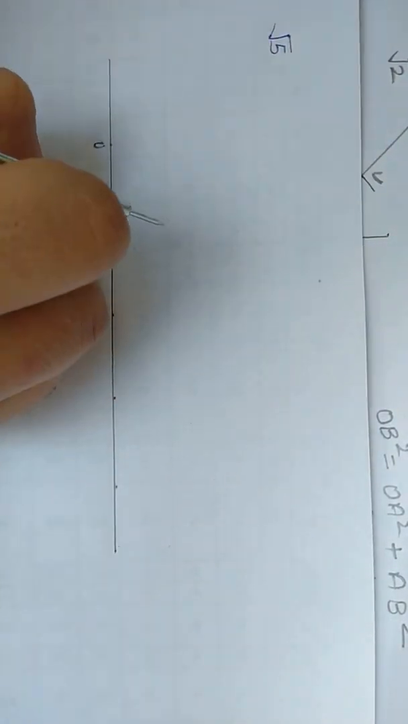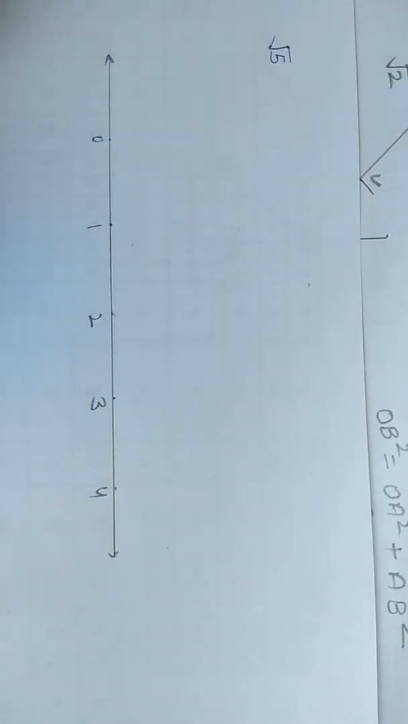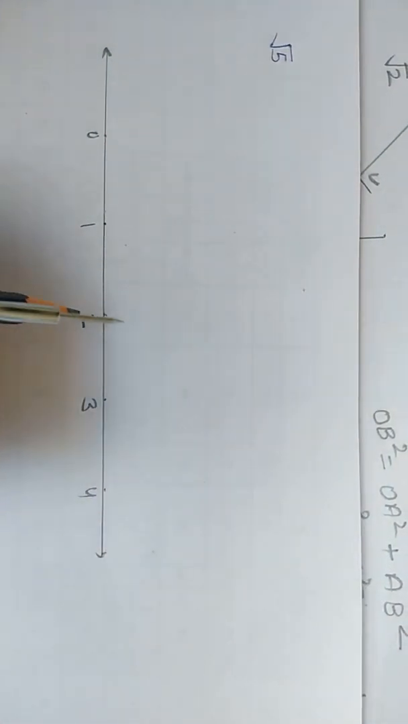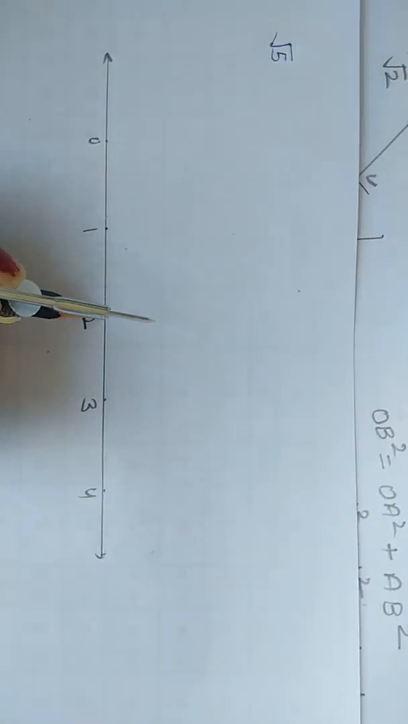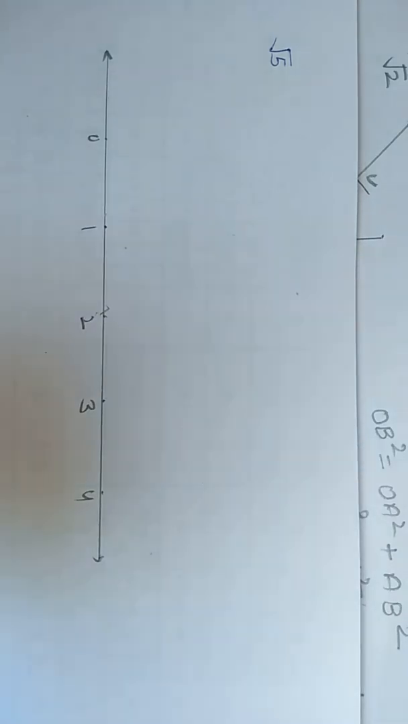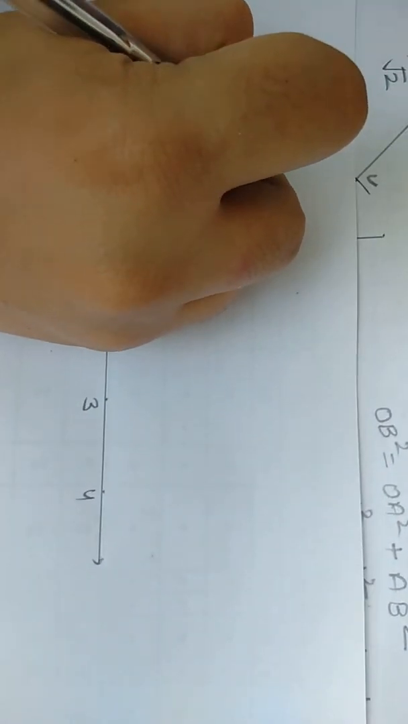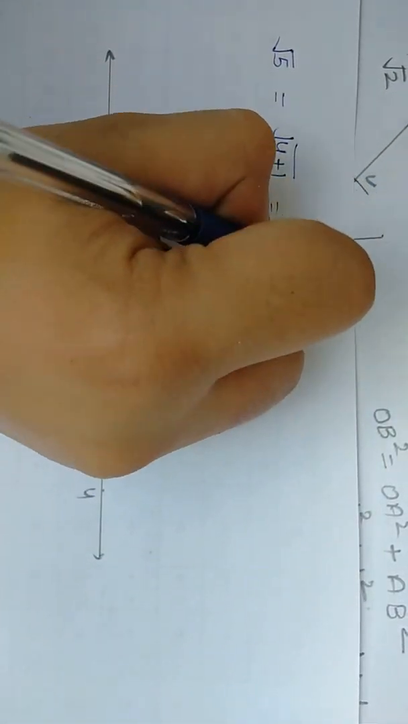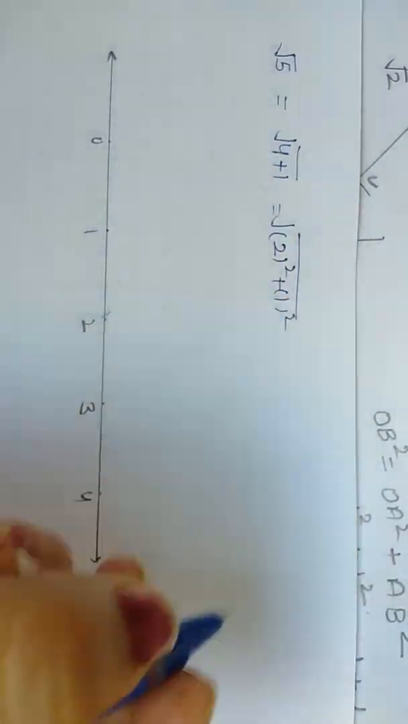This is 0, 1, 2, 3 and 4. What we have to do, again we have to draw a perpendicular line segment, this time on 2. Why? Because we know that 5 is 4 plus 1, and 4 is the perfect square of 2, so we can write it as 2 square plus 1 square.